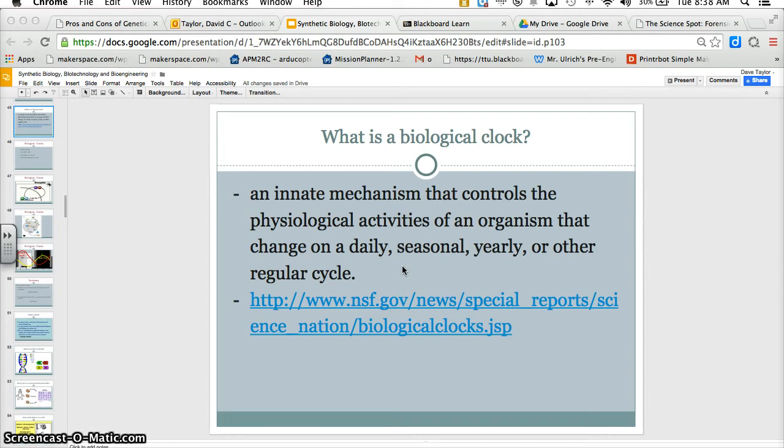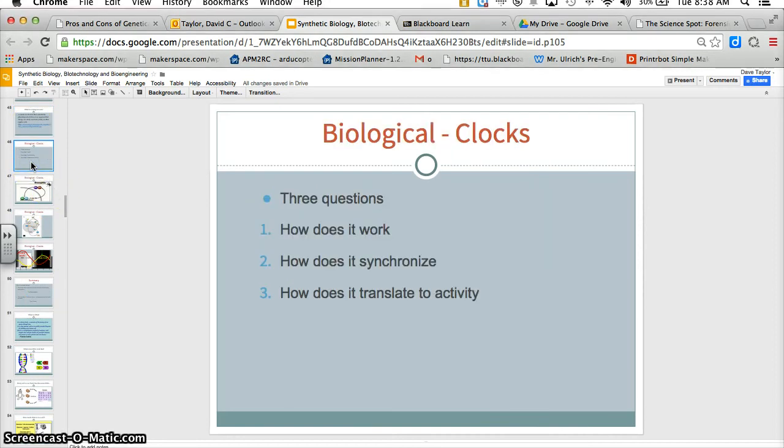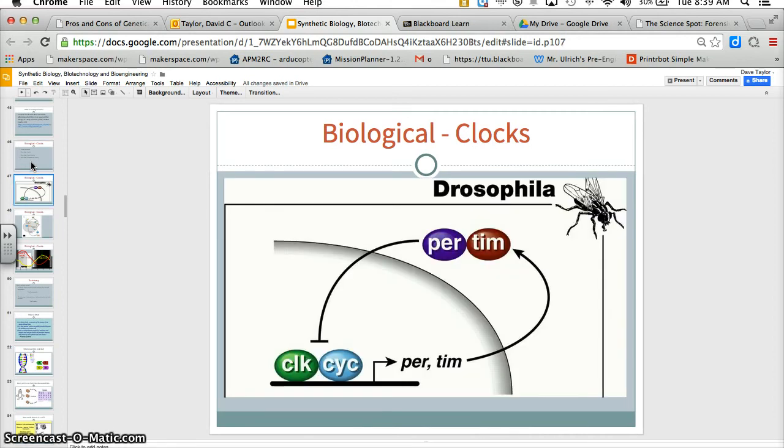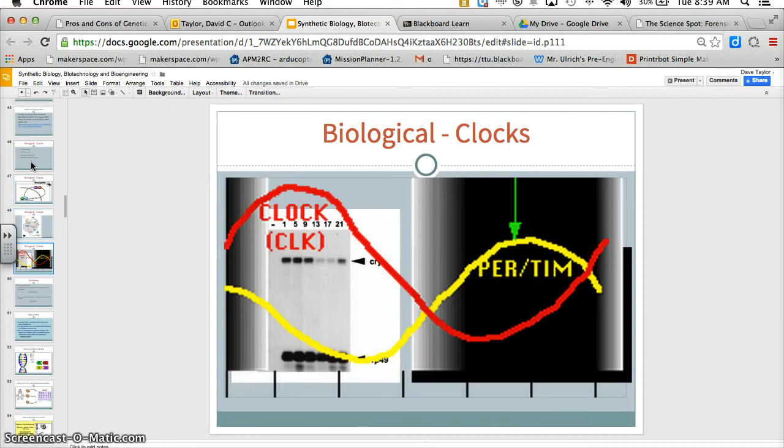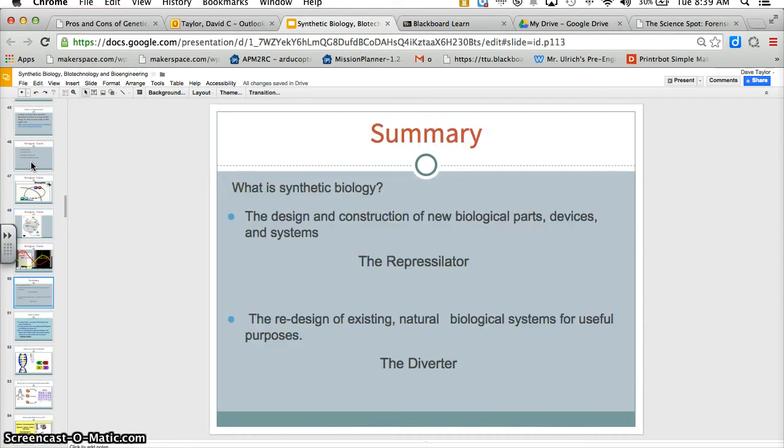And how can we, as scientists and engineers, hack that? For example, they discussed in this video cancer and trying to fight cancer. Three major questions go along with the biological clock: how does it work, how does it synchronize, and how does it translate to the activity? We have a few examples of day fly, etc., and how time is a major important factor with this.